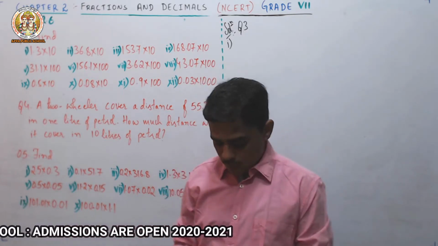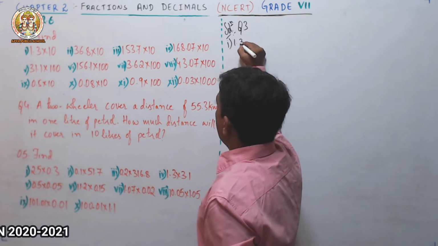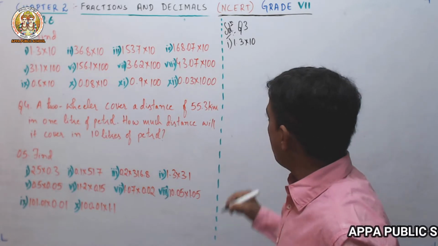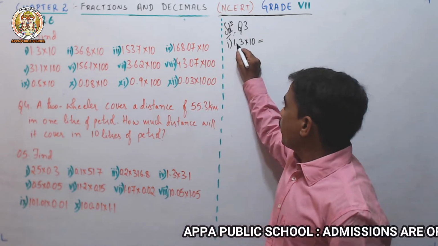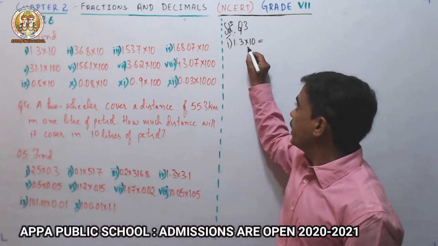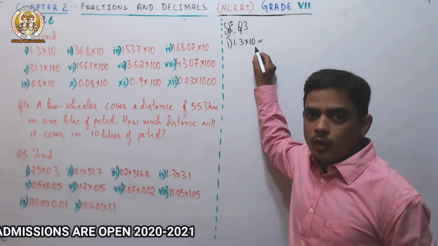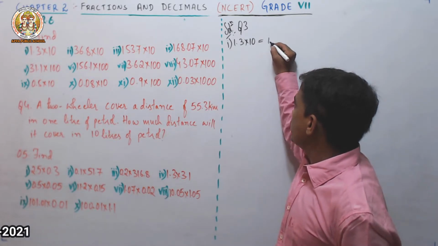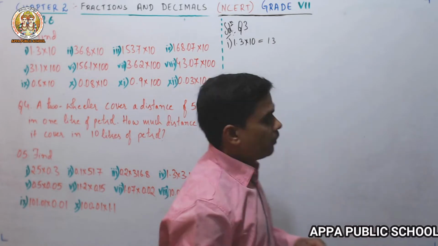So what is the first one? The question is 1.3 into 10. Where is the decimal point? After the decimal point, how many numbers are there? One number is there. And how many zeros are there in 10? Here 10 means we have one 0. So I will shift the point from left to right.